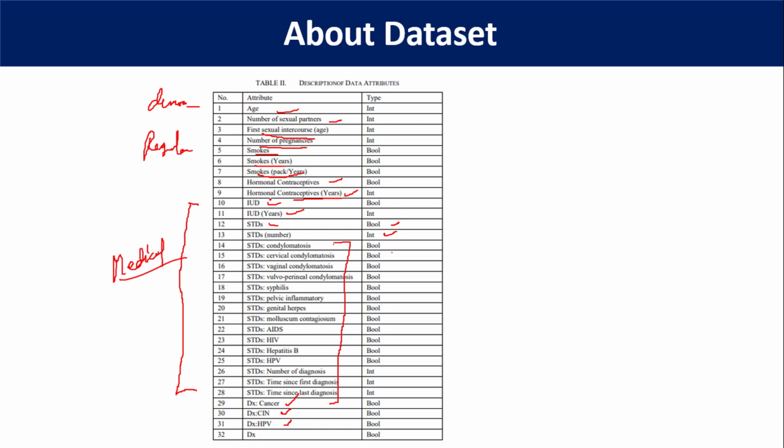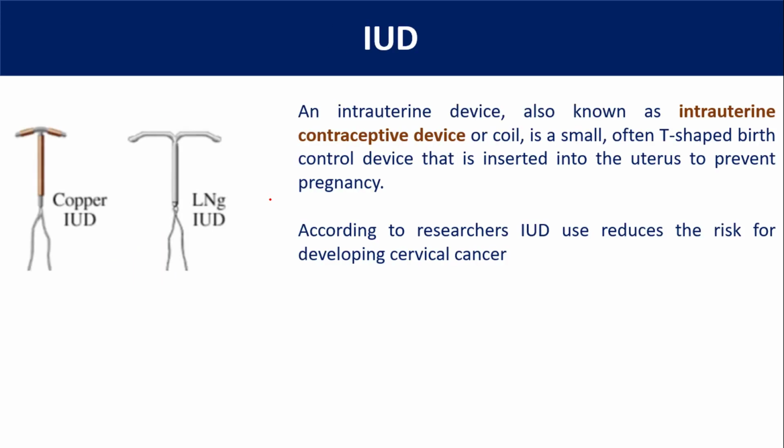So what is IUD? IUD is basically an intrauterine device, also known as an intrauterine contraceptive device. This is a small T-shaped device, and it is used for controlling birth. It is a birth control device, and generally it is inserted into the uterus to prevent pregnancy.